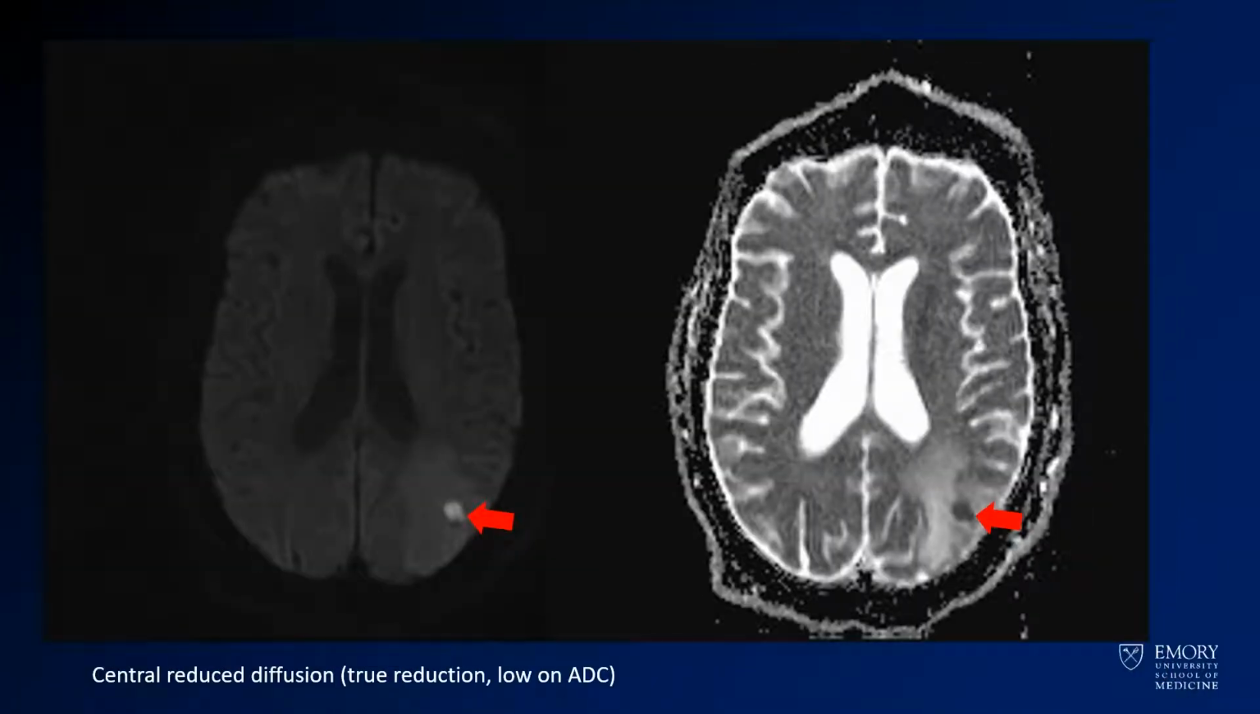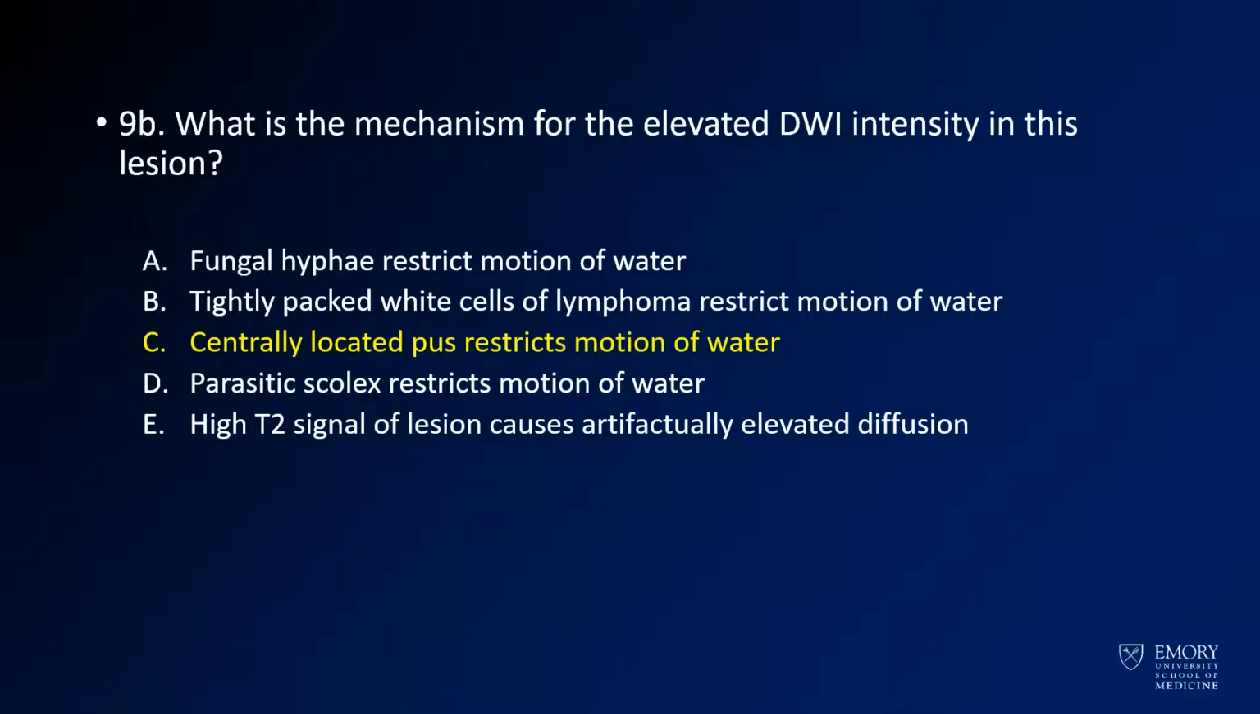And when you look at them on diffusion, what you see is that the diffusion centrally is reduced. So it's very bright on diffusion-weighted imaging here, and this is correspondingly low on ADC. So that's the pattern that you tend to see with abscess. Now for your second question, the mechanism of diffusion being abnormal in this case is that the pus is very complex fluid and restricts the motion of water.